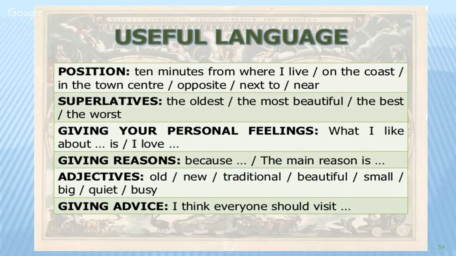Giving your personal feelings: what I like about dash dash dash, that dash is the place. I love dash, whatever the place is. Giving reasons: because, the main reason is, why I liked it. Adjectives: old, new, traditional, beautiful, small, big, quiet, busy. Giving advice: I think everyone should visit.